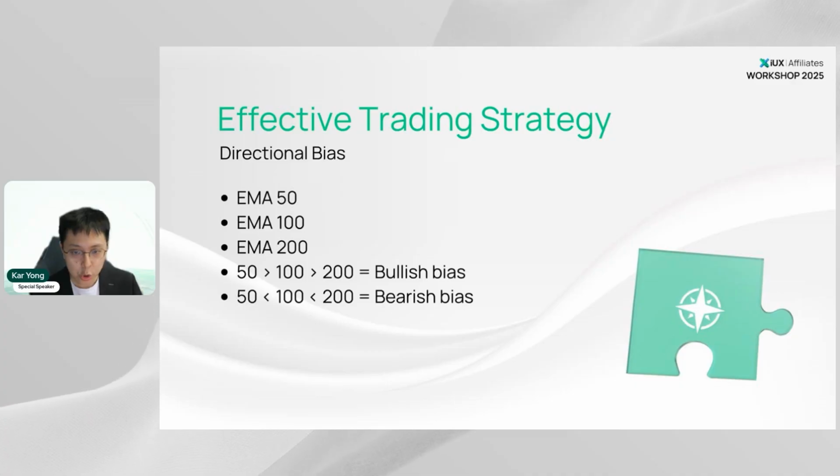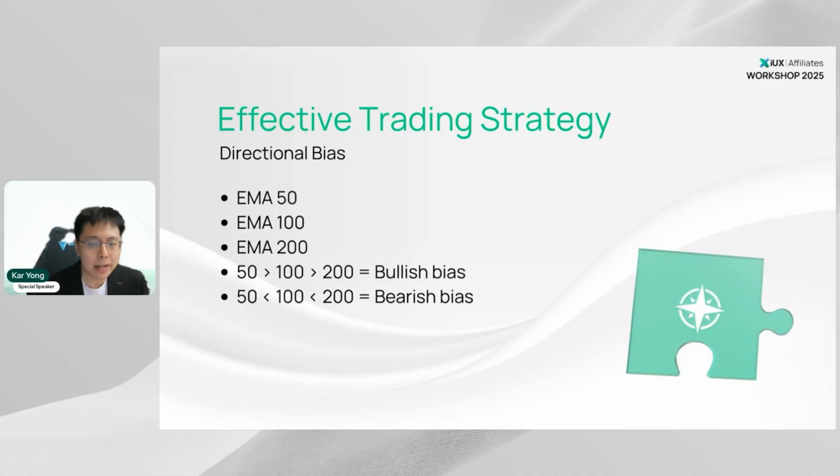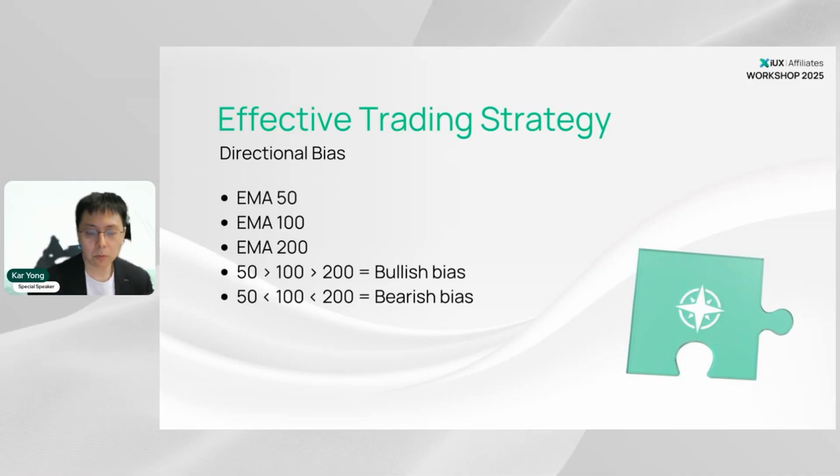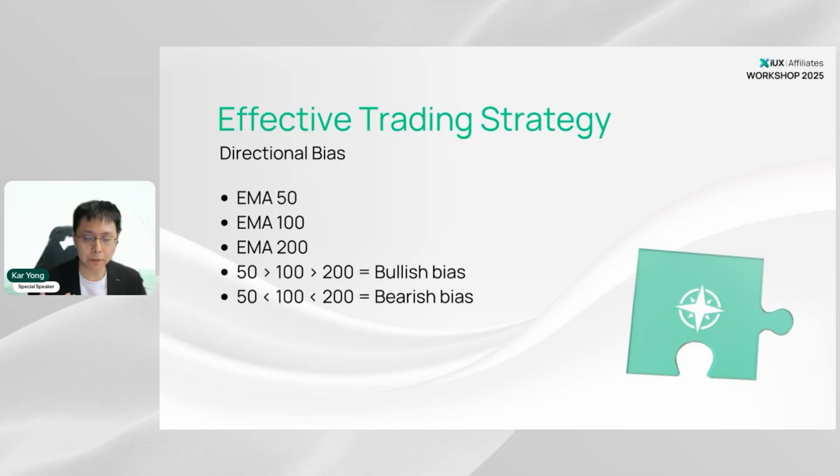So, directional bias. The first thing that we always want to do is to establish: do we want to focus on buy or do we want to focus on sell? Or if the market is not clear, we don't want to trade. So over here, when we talk about directional bias, I'm using a very simple indicator-based approach. Again, it takes away the guesswork, it takes away the discretionary aspect. It becomes very, very systematic.